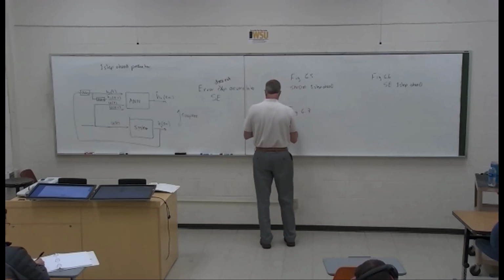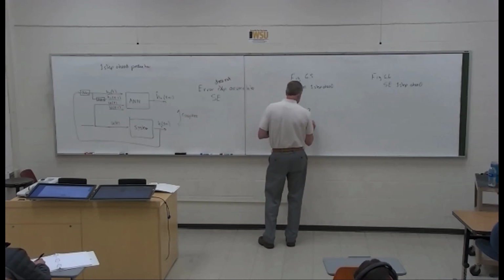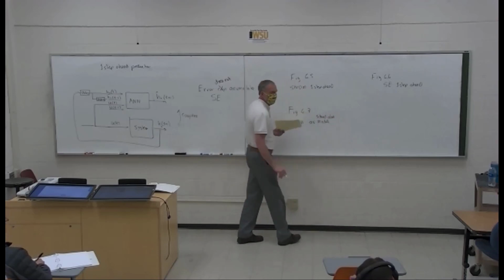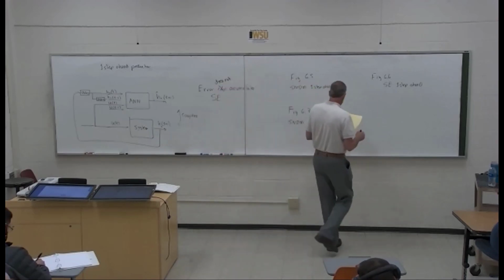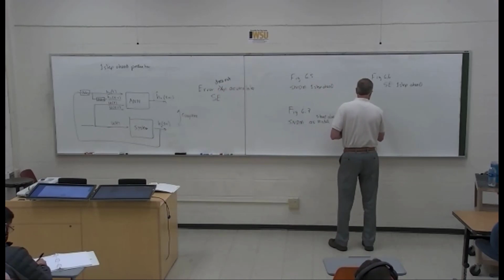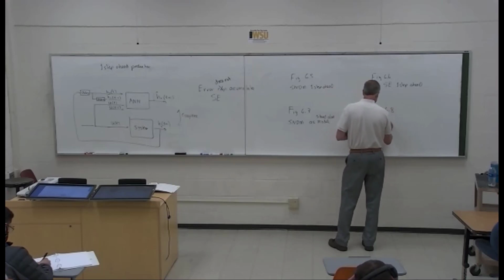So figure 6.7, the single node data model as a model. If I were writing this paper, I would have called this standalone because it's standing all alone by itself. And then they compare the single node data model to the spread encoding.